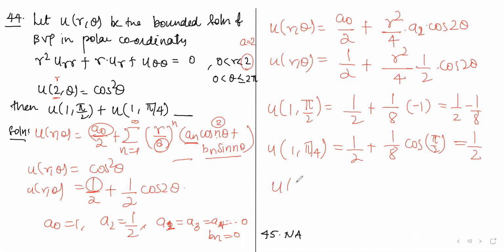So now u of 1 comma pi by 2 plus u of 1 comma pi by 4. It will be simply half plus half minus 1 by 8, which will give me 1 minus 1 by 8, which is 7 by 8. So the answer is 7 by 8.